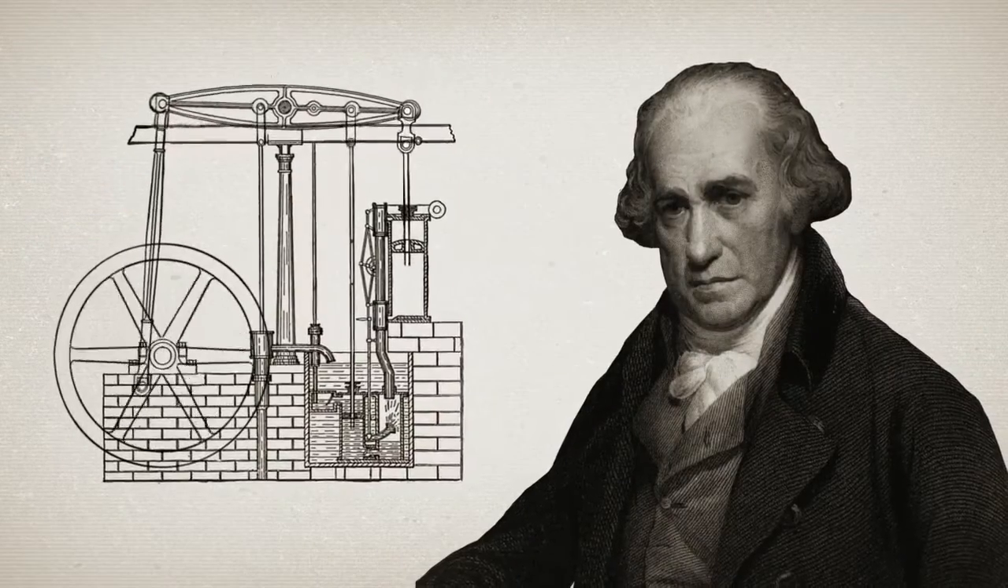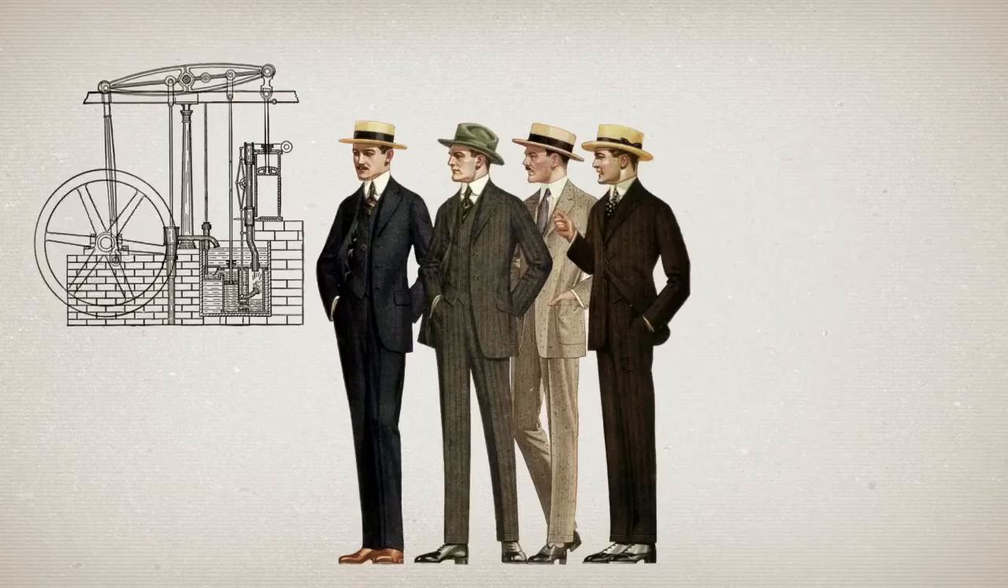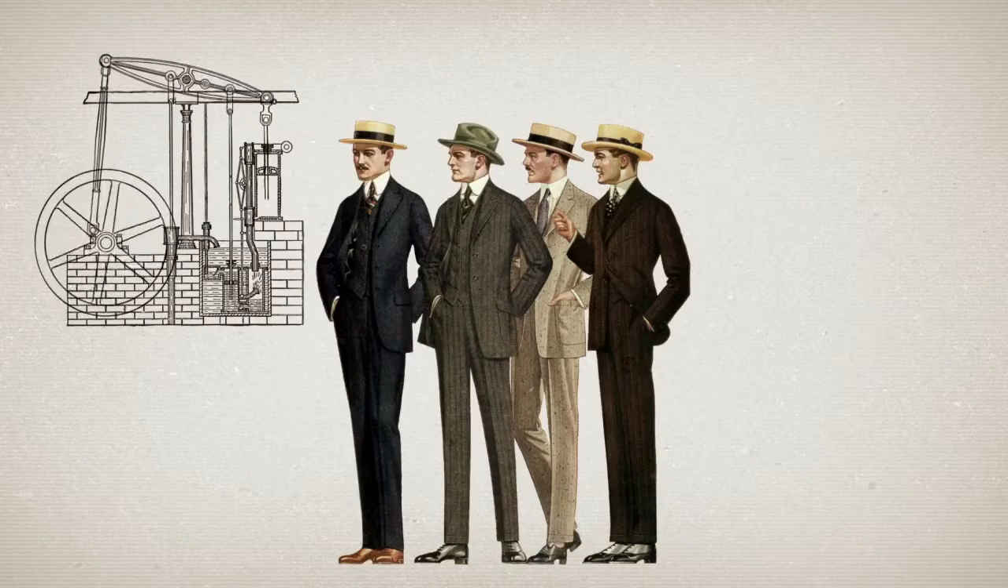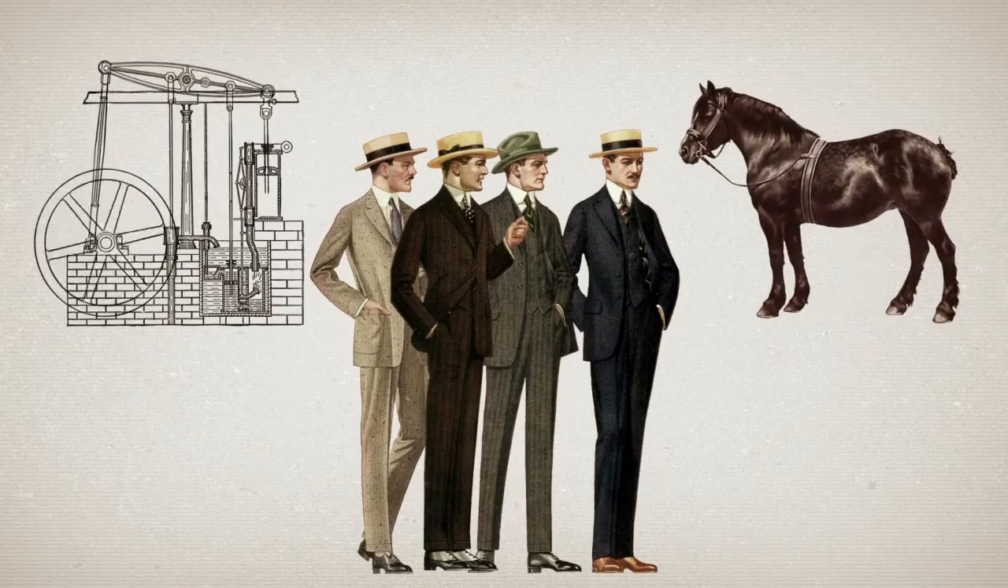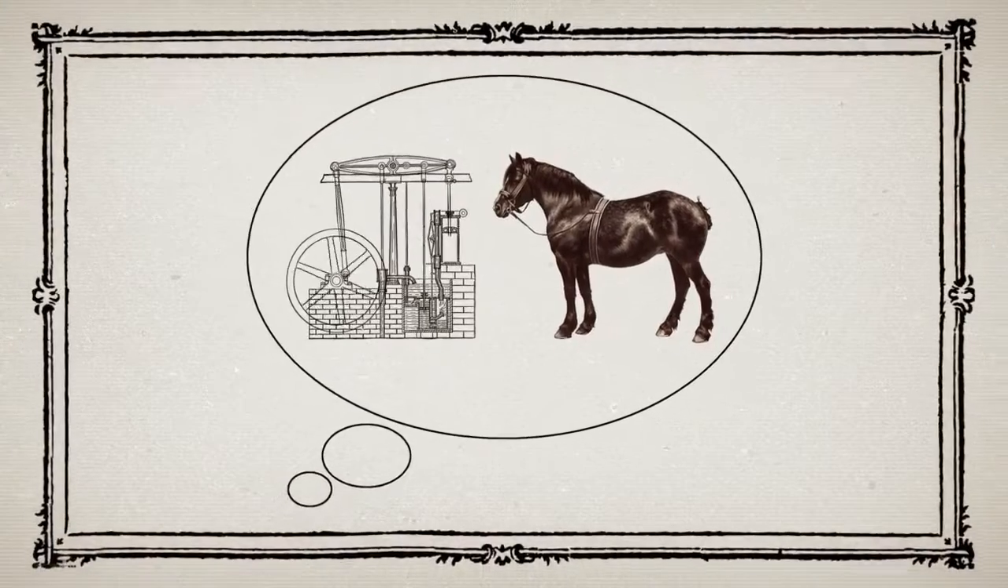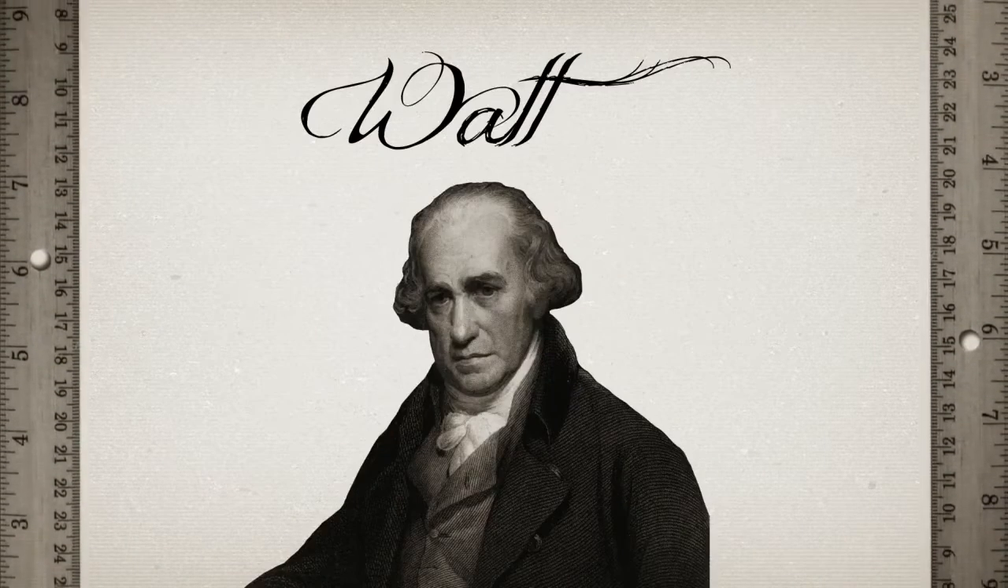James Watt was a producer of industrial steam engines, and he wanted his potential customers to be able to make comparisons between his steam engines and a familiar quantity, the power they could get from a working horse. This was such a useful idea that the metric system unit for power, the watt, is named after James Watt.